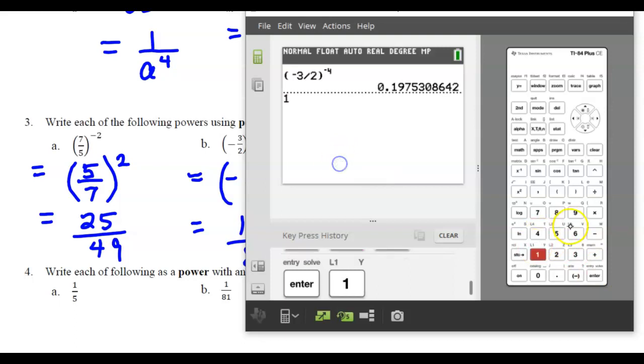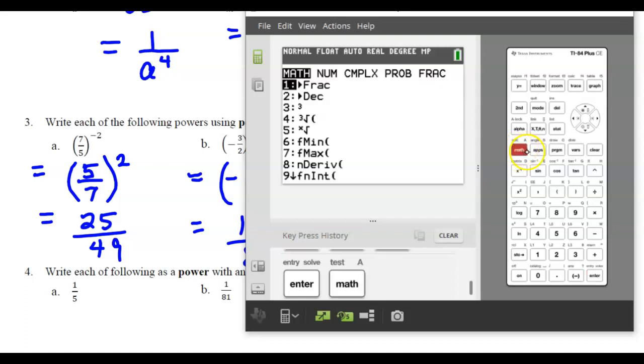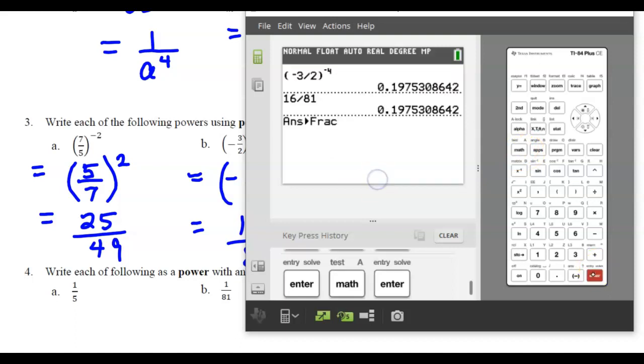I think it is 16 divided by 81. And it's the same thing. So that's one way to check. If your calculator has the capability, like the TIs, to put it in fraction form, I could go math and then frac, enter, and 16 over 81. If you round any of that, it won't be able to convert it.